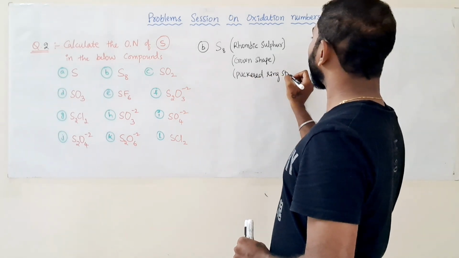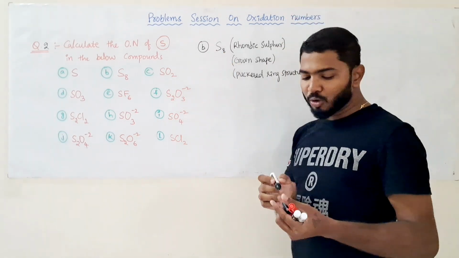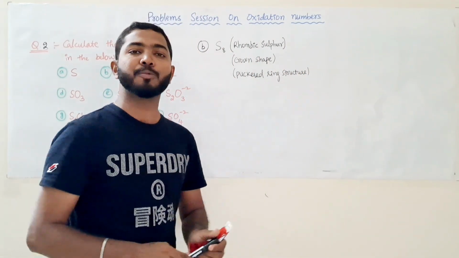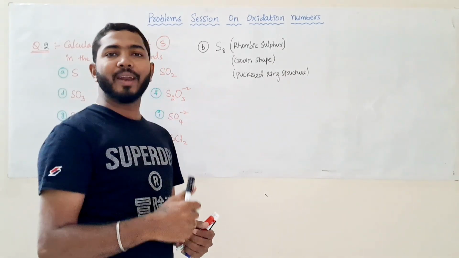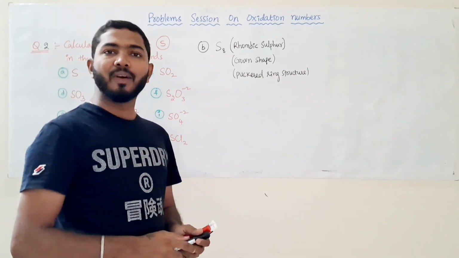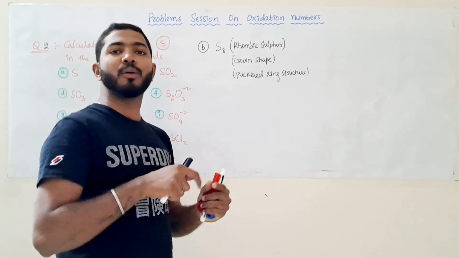Puckered ring structure. So let us see its structure once. If you look at the group number of sulfur, it is present in group 16. So it has 6 valence electrons, so it requires 2 more. So its general valency could be 2. So it means that sulfur can generally form 2 bonds.